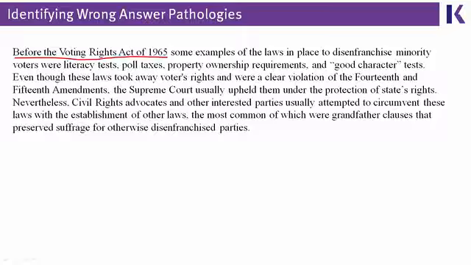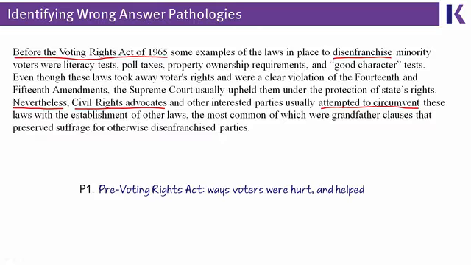Specifically, the paragraph first mentions laws that disenfranchised minority voters or stopped them from voting. Then there's a nice contrast keyword here, nevertheless. And then it talks about how civil rights advocates attempted to circumvent those laws. And if they're circumventing something that prevents them from voting, that means these civil rights advocates helped them to vote. So if you had a label, it could be something along these lines. Before the Voting Rights Act, we have some examples of ways that voters were hurt, prevented from voting, and were helped to vote, in spite of those ways that they were disenfranchised.